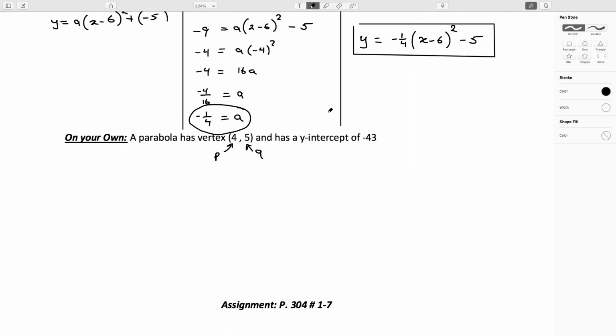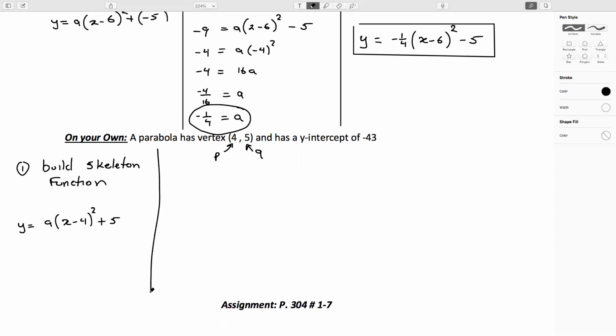So I know the function must look like, step 1 is to build it. We'll call it build the skeleton function. I know the function has to be y equals a times something. That something is x minus p, so it's going to be (x minus 4) squared, and then plus q, so plus 5 at the end. Okay.